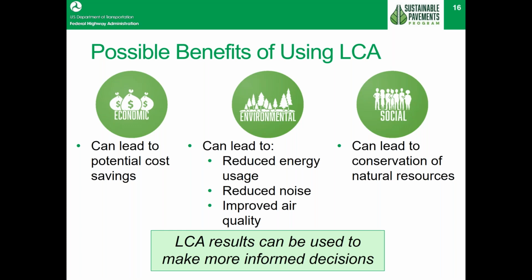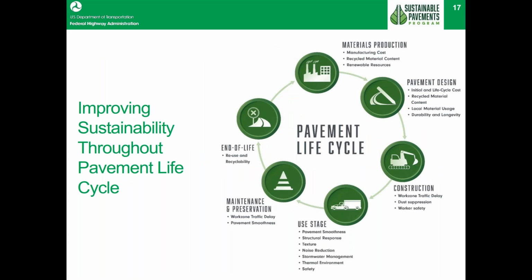And with regard to those components, LCA can be used to make informed decisions when you are going through a process. So these are some examples of metrics or priorities or values that may be considered in each individual pavement life cycle stage. For instance, for materials production, you might consider the manufacturing costs or recycled materials. In construction, you're going to think about worker safety or work zone traffic delay. And at end of life, you're going to think about reuse and recyclability.